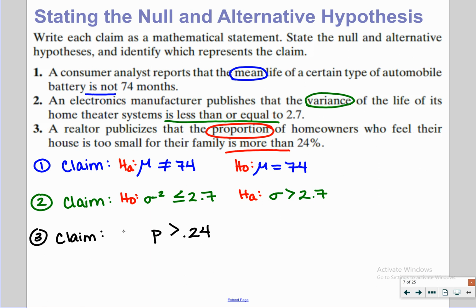Use my other color there. Then if I want to write the null hypothesis, what's the complement of something being greater than? Less than or equal to.